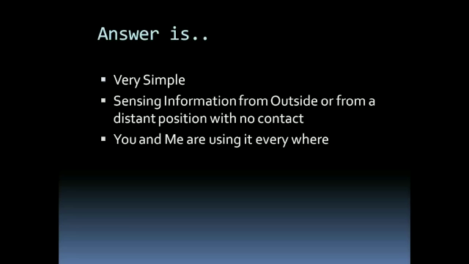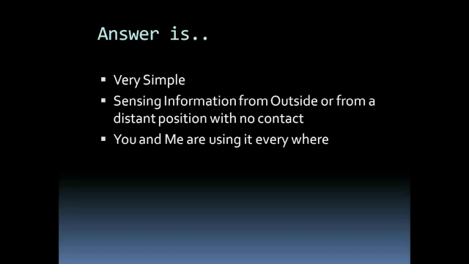So if you are having any trouble understanding what remote sensing is, the answer is pretty simple. It is sensing information from outside or from a distant position with no contact. That is, if you want to get information about any object, you need not touch it. There is no need for any physical contact. You can stay away from that object. Suppose you can stay in India and get information about an object that is located in France or Germany without looking at it, without touching it.